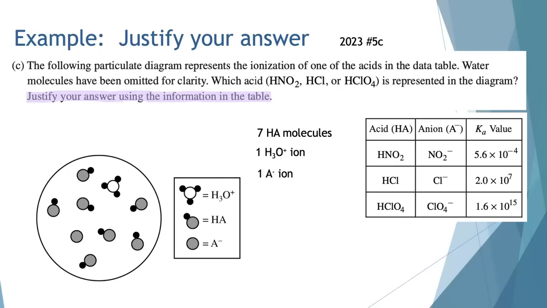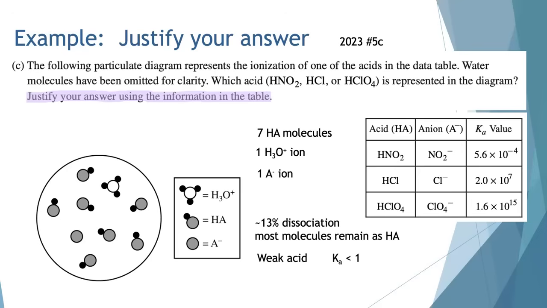Looking at the diagram, I see that there are 7 HA molecules. I've got 1 hydronium ion, 1 A- ion. So there were 8 molecules of HA originally, and 1 out of the 8 dissociated. Well, that's about 13%. Most of the molecules are HA. So that tells me I have a weak acid, and I'm going to have a very small Ka value.